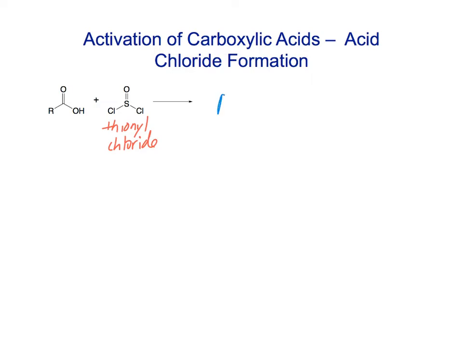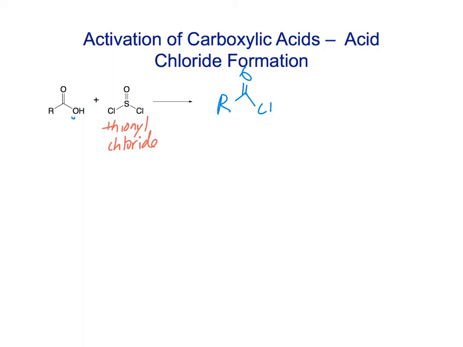So let's just draw out our main product. It's going to be the acid chloride. All right, so let's just take a look at how this works so we can understand why we can drive this less reactive reactant to a more reactive product. Right, so we're going uphill in energy.